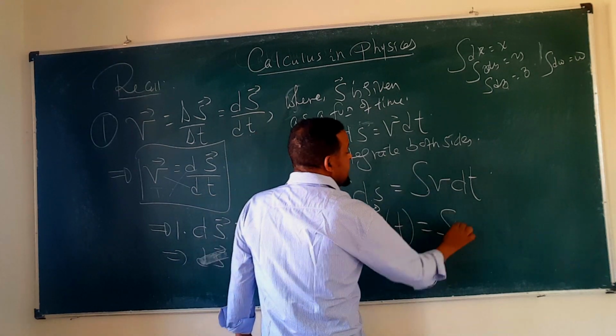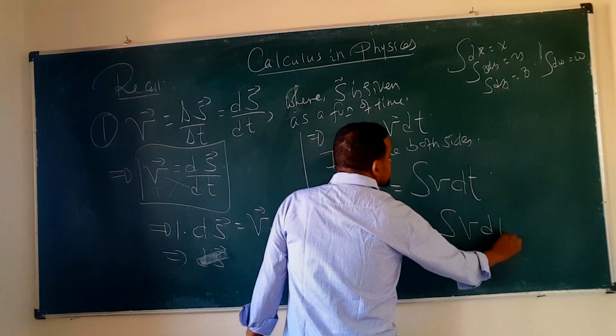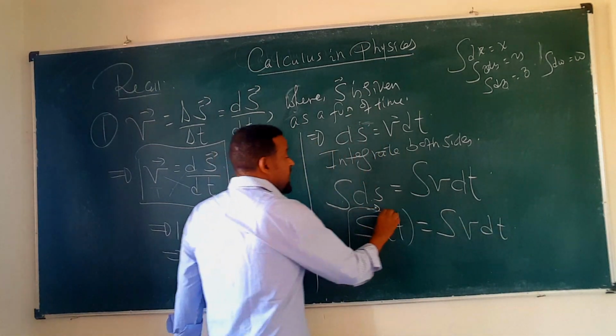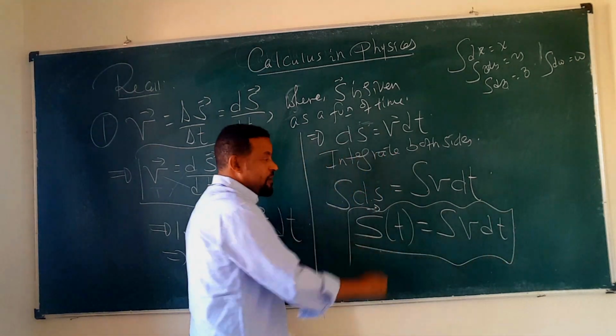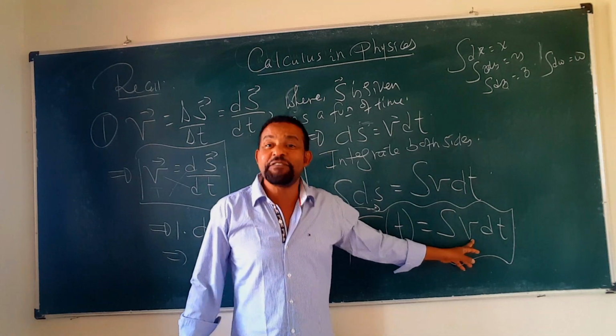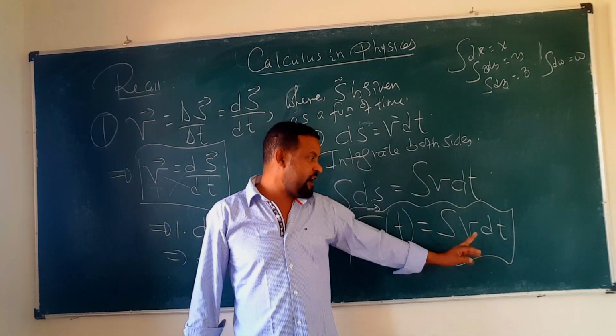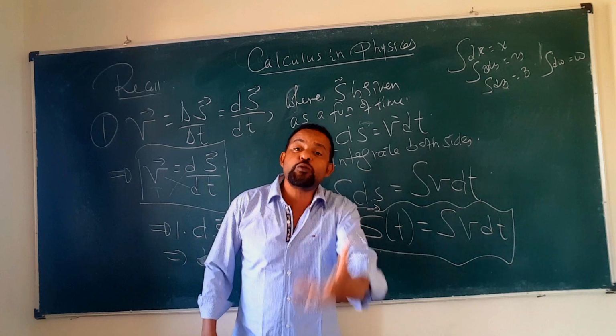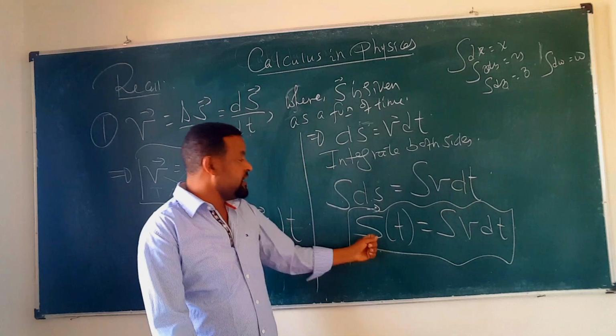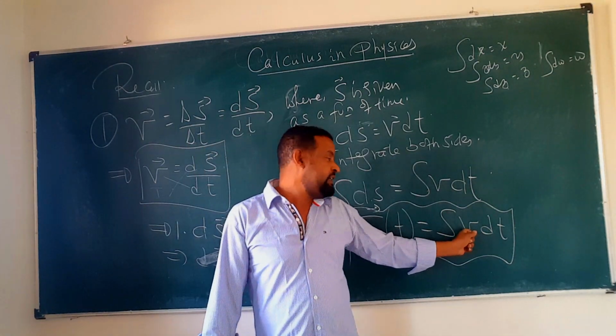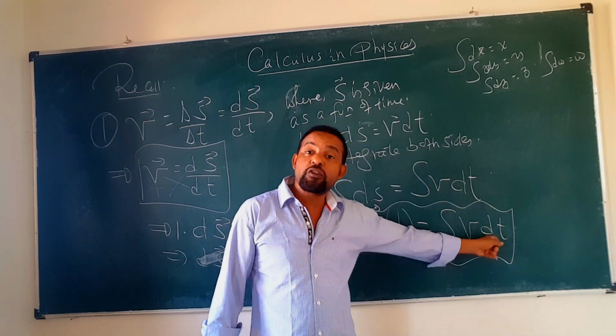which is equal to the integral of the velocity with respect to t. So if you have been given velocity as a function of time, then to find the displacement function, you just integrate that velocity function with respect to t.